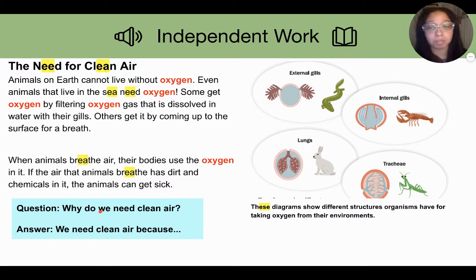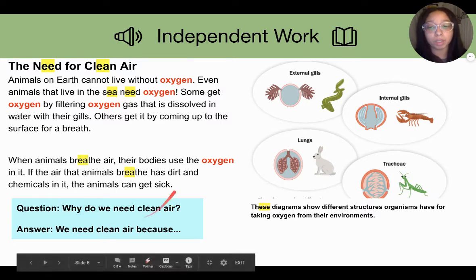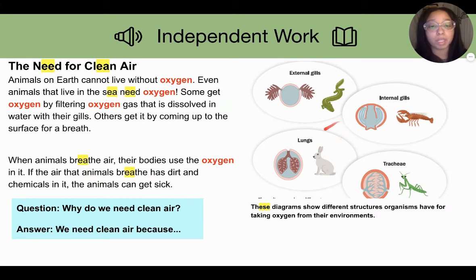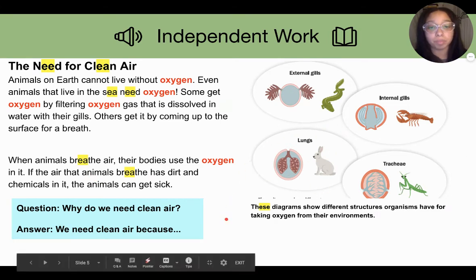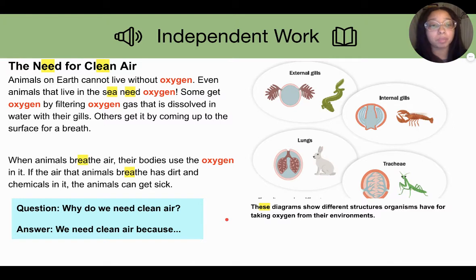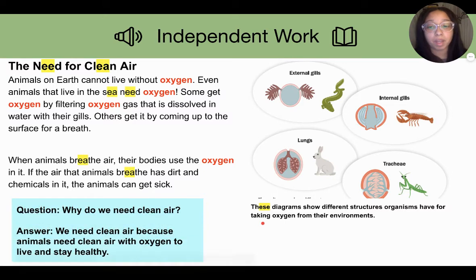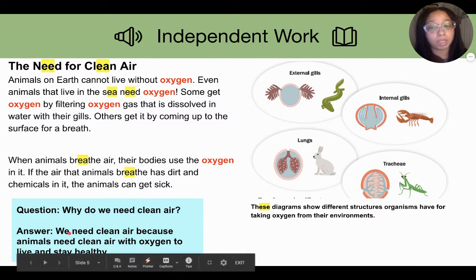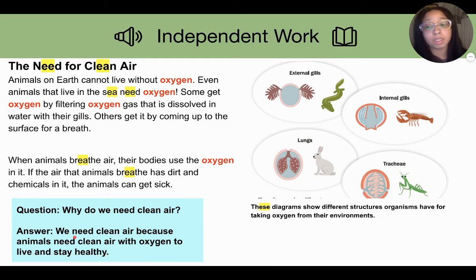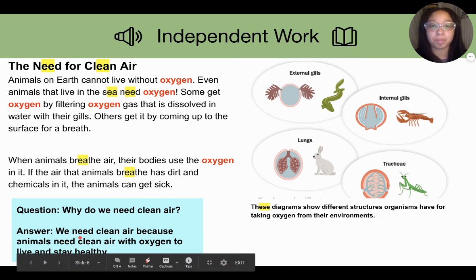Here's the question. Why do we need clean air? You can pause the video now to read this quietly to yourself and to answer this question using evidence from the text and using evidence from the photo. Once you finish, you can press play to begin to the next section. A possible answer you could have written is, we need clean air because animals need clean air with oxygen to live and stay healthy.